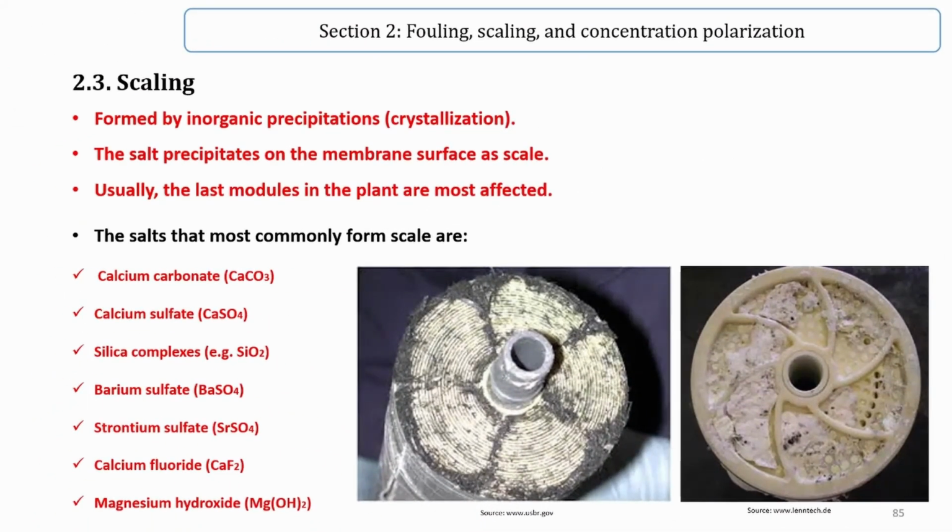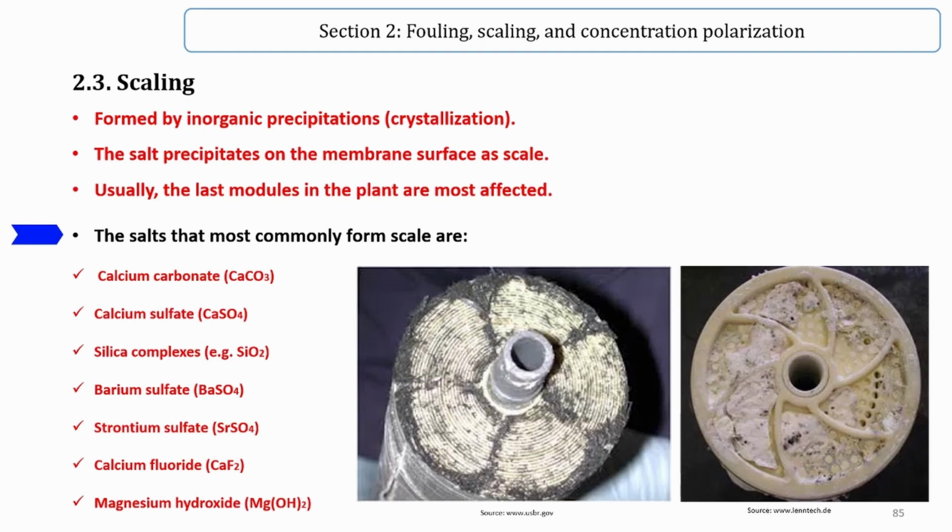Scaling. Scaling can be described as coating on the membrane formed by inorganic precipitation or crystallization. Usually, it only occurs with nanofiltration and reverse osmosis membranes if, for example, the solubility limit of dissolved salts is exceeded by excessive concentration on the membrane surface. Fouling by scaling is worse with more concentrated feed solutions, therefore the last modules in the plant are most affected because they are exposed to the most concentrated feed water.